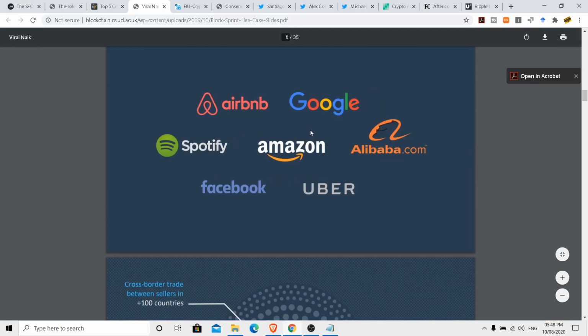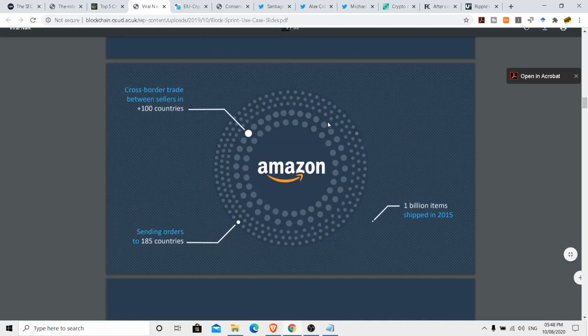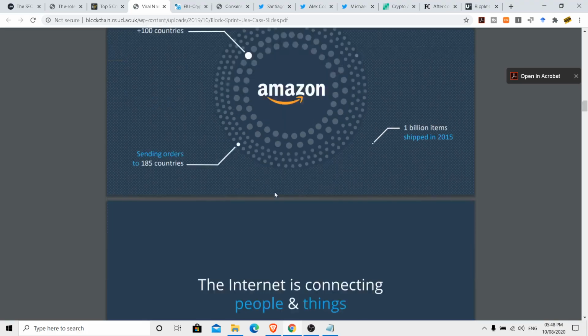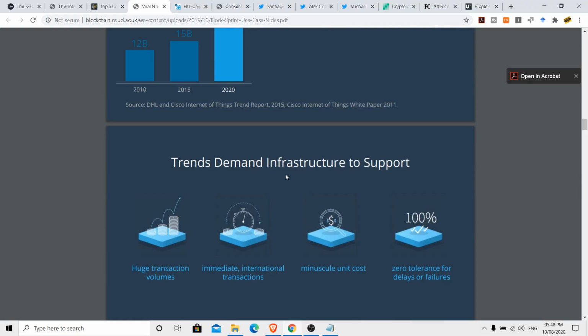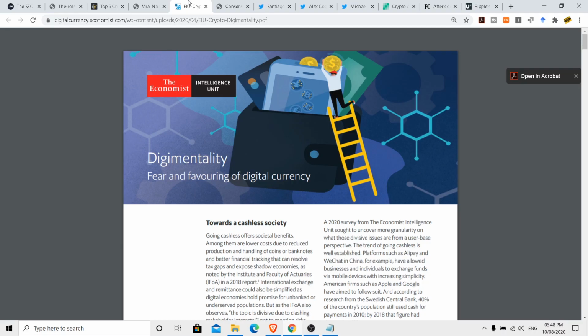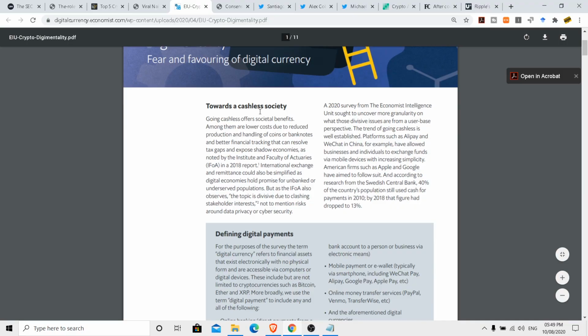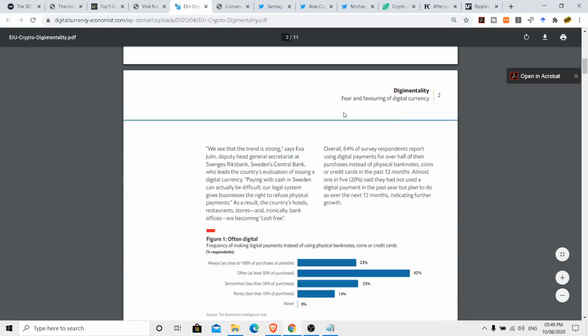Now this particular document, from one of Ripple's presentations, shows cross-border trade between sellers. That was the cross-border payments which we were talking about, and now if you look at the cross-border trade within Amazon itself, you can see a lot more than that. Amazon's payment to its delivery guy, buying things, purchasing things. So this document shows you the trade demand, huge transaction volume, immediate international transactions, and all the rest of the things. Now these are the documents which show you we are going towards a cashless economy, and a survey from 2020 talks about these things for different types of payments, aspects and all.